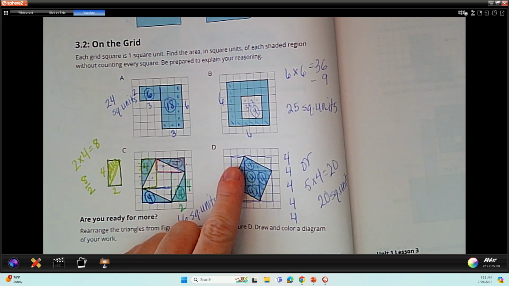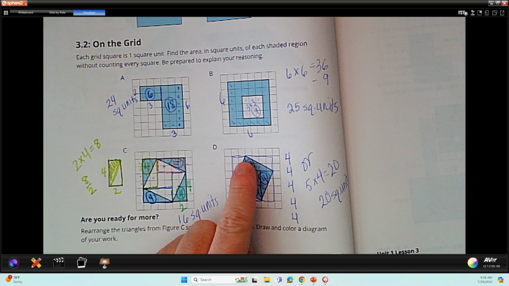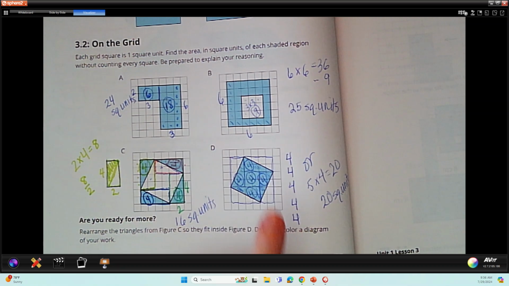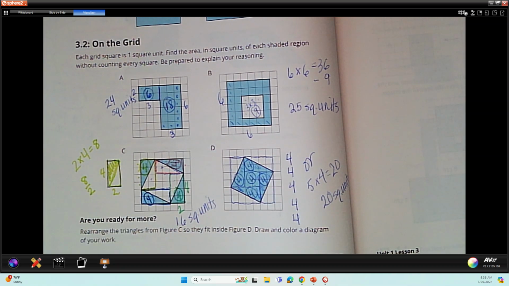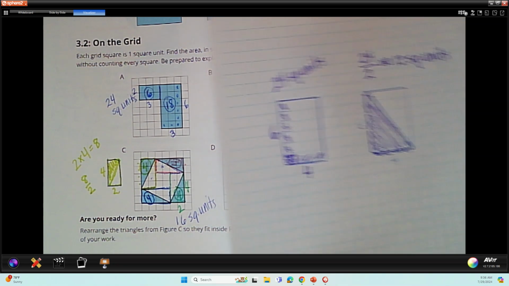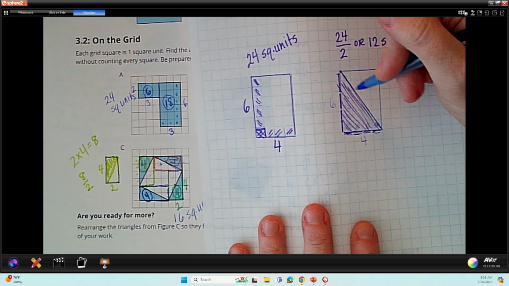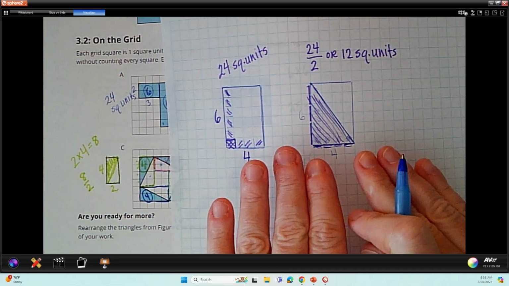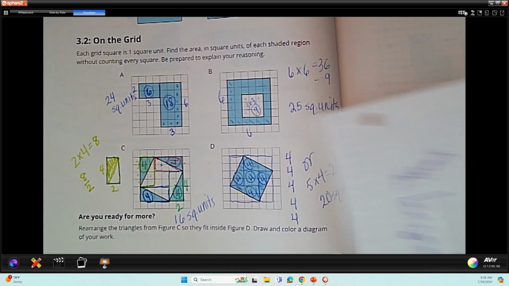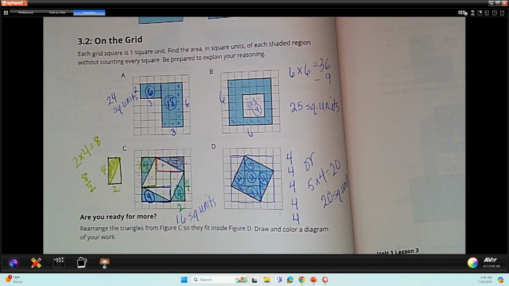And it would be harder to count this because they're diagonals. But if we use what we know about rectangles, and we know that if you know the full area of the rectangle and you cut it in half, then you know what half of the rectangle is. So we're using rectangles here to help us find the area of both of those shapes. It was a little tricky. Okay?